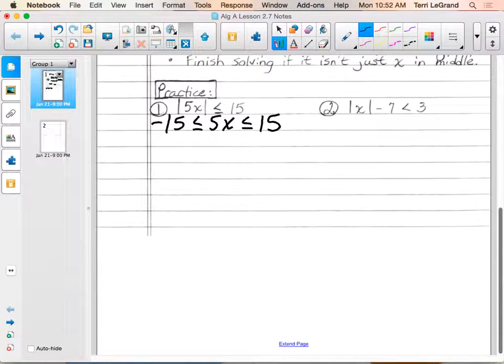Okay, so do we have to solve this one or is it already solved? We have to solve it, don't we? It isn't just x in the middle, it's 5x. So what are we going to do? Divide every region by 5. So negative 15 is going to get divided by 5. Don't just put those fraction bars there. That's the first thing we had to do. Now we're on the second thing we have to do.